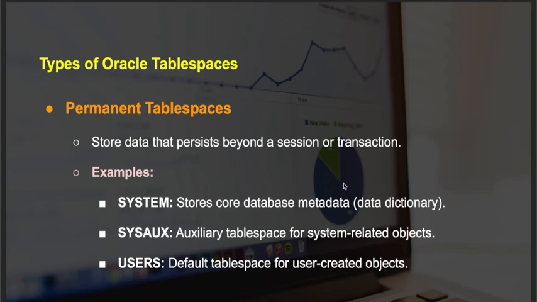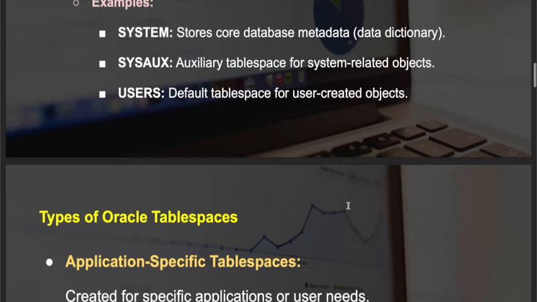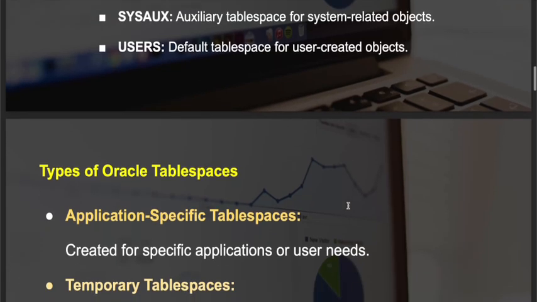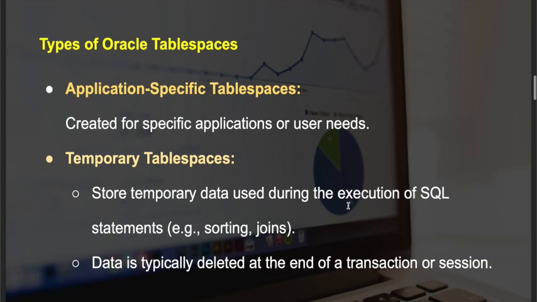SYSAUX is an auxiliary tablespace for system related objects. And USERS is the default tablespace for user created objects. For example, if you create any user and you don't mention any tablespace, then the default tablespace will be the USERS tablespace for a normal user, and its objects will be created in the USERS tablespace.